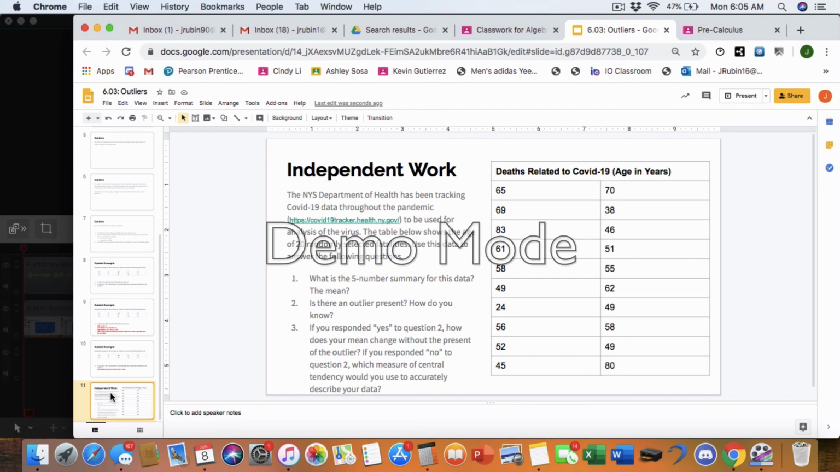You're going to do a little analysis of this virus. There's a COVID-19 tracker sponsored by the Department of Health in New York. So I took some data from there, took some deaths related to COVID-19. I want you to do what we just did. So first, find your five number summary, find your mean. Second, test for an outlier, and then third, explain why you found an outlier and how it would change your mean.